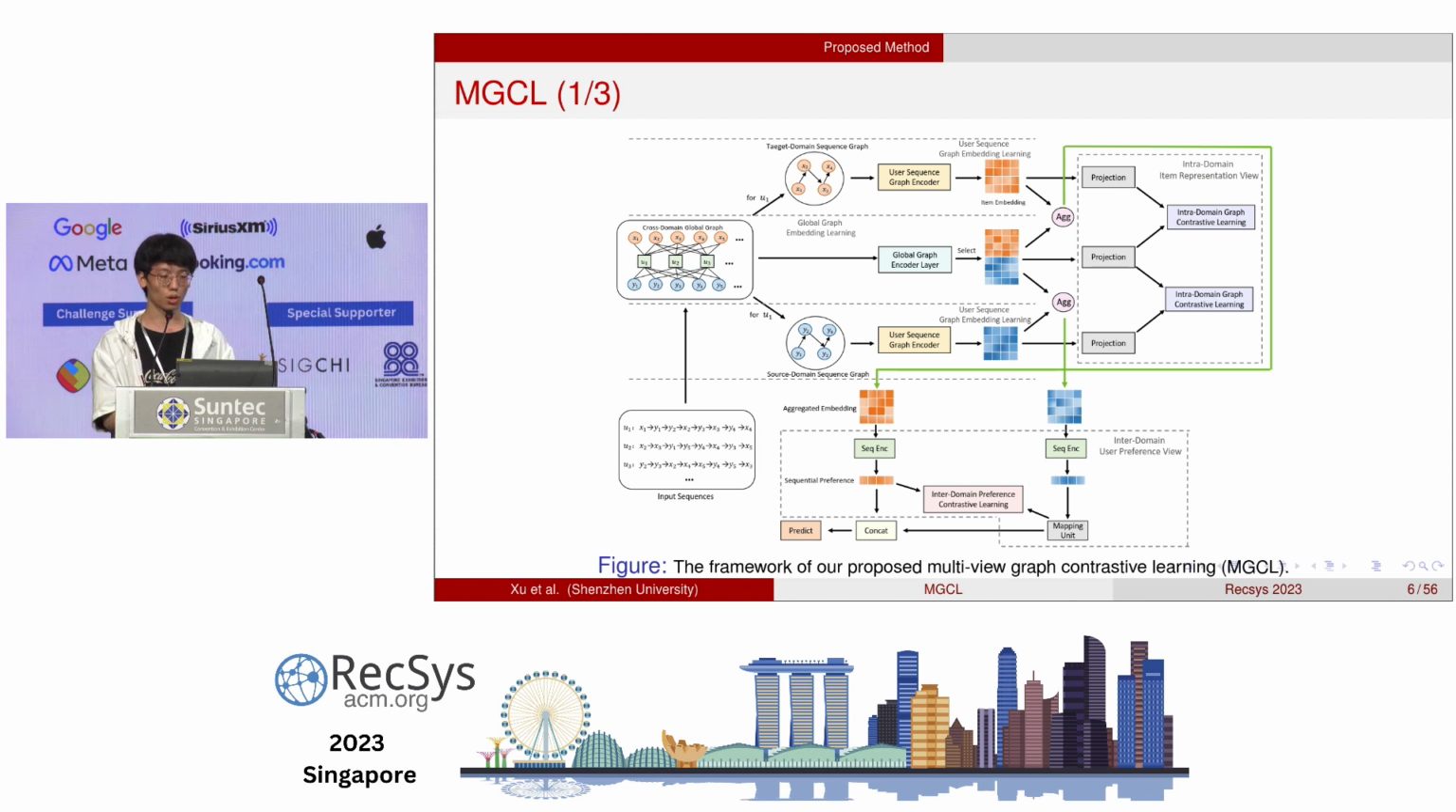Here is the framework of our proposed MGCL. From the intra-domain item representation view, we jointly learn the dynamic sequential information in the user sequence graph and the static complementary information in the cross-domain global graph. From the inter-domain user preference view, we capture the complementary information of the user's sequential preference from different domains.